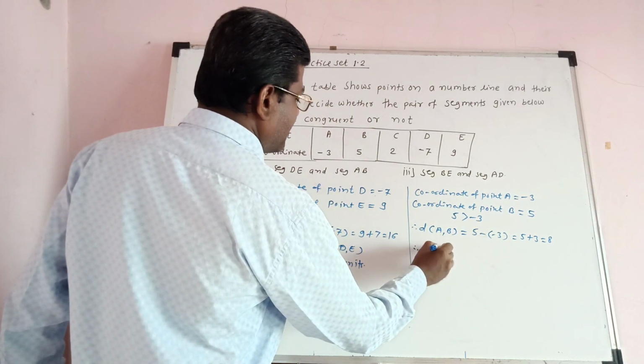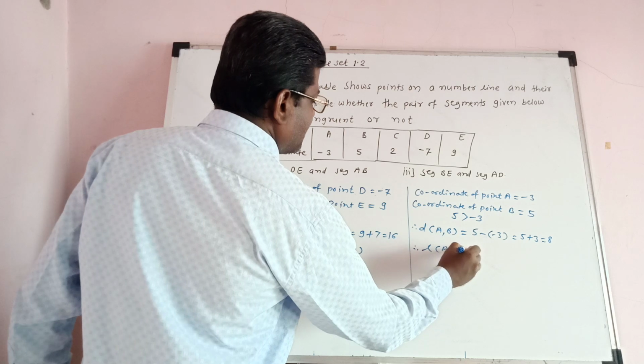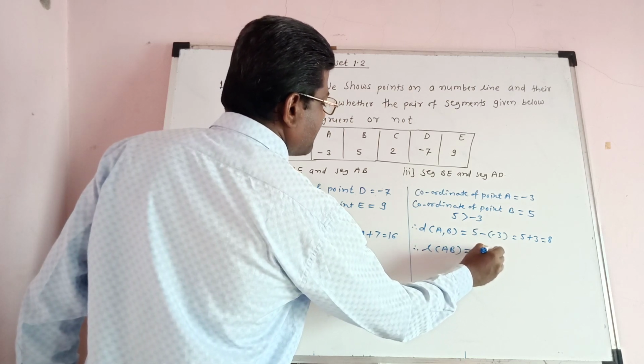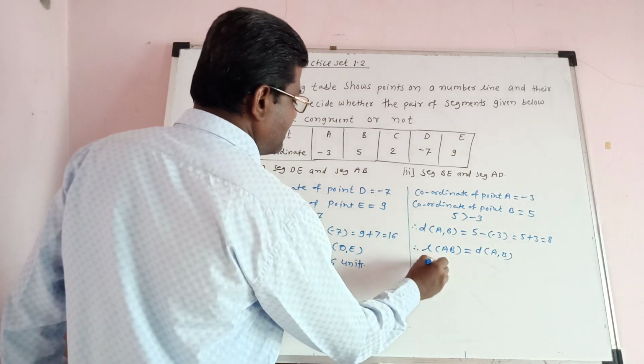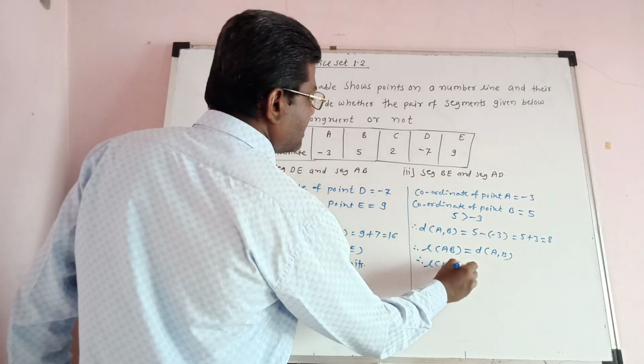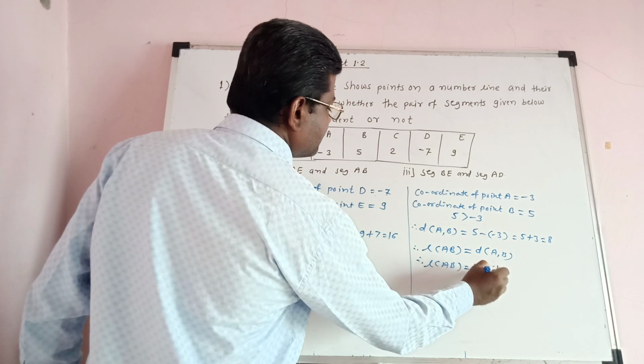Therefore, length of AB is equal to distance of AB. Therefore, we have length of AB is equal to 8 units.